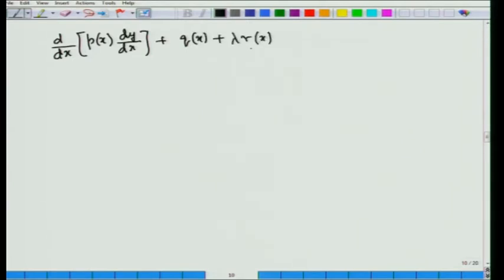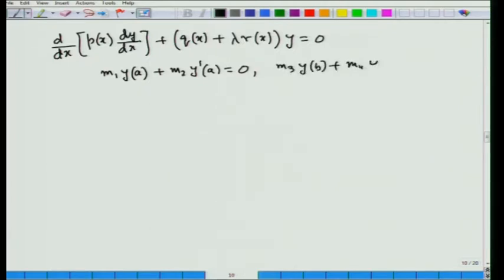So, throughout the rest of the discussion, we will be considering this equation, d dx of p x dy dx plus q x plus lambda r x, this y equal to 0, with separated boundary conditions m 1 y a plus m 2 y dot a equal to 0, and m 3 y b plus m 4 y dot b equal to 0, where p x, q x and r x are continuous, and we are assuming that p x is non-zero for all values of x within the closed interval a comma b.